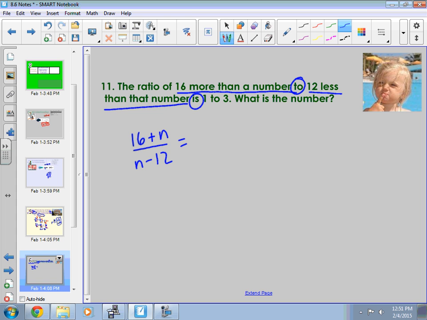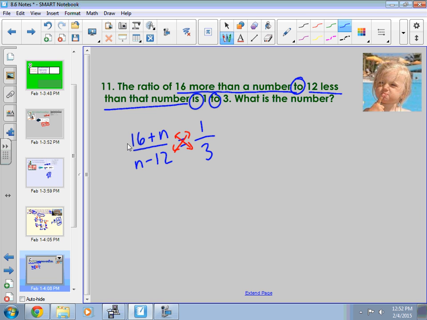equals 1, 2, 3. This is another ratio. 1, 2 means we're switching to the other side of the fraction. 3. Well, on a problem like this, this is just one fraction equals another fraction, so you could cross multiply. That would work. If you want to cross multiply at this point, you can get the answer.